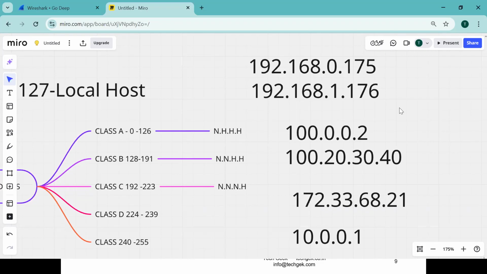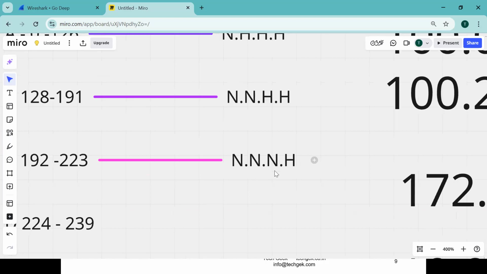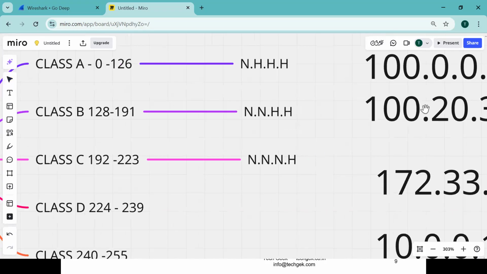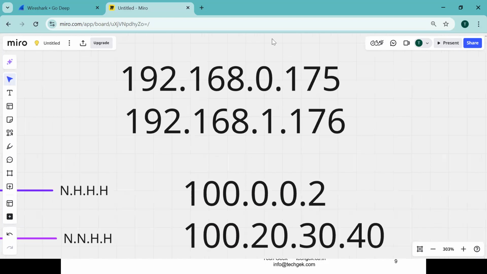Abdul, are you sure? Okay, I want you to correct this. Abdul, please have a look at this. In class C, how many network octets do we have? Three, right? In class A, it was one. But in class C, we have three. Now compare with class C here. In this case, the three network octets should match here.